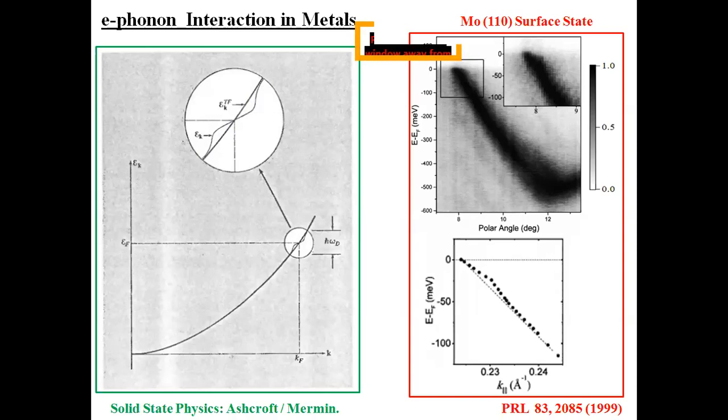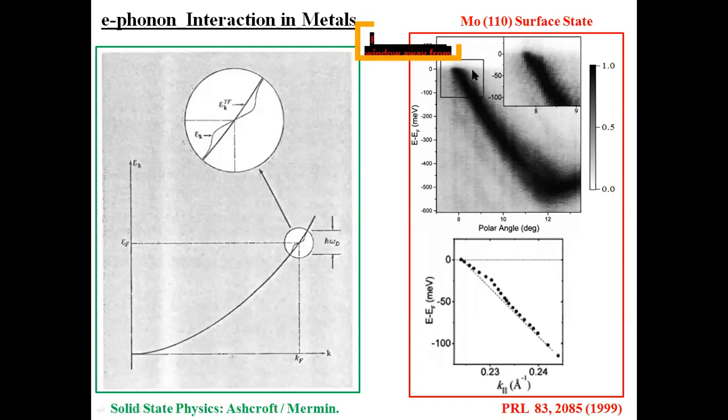And this is seen in many metals. This is the theoretically predicted picture, and experimentally it has also been verified in various materials. One example I have taken here is molybdenum. This is again a surface state. This is the color plot, where black means there are electrons and white means there are no electrons. This is again the energy axis, and this is the polar angle, the angle of emission. You can convert it to momentum also.